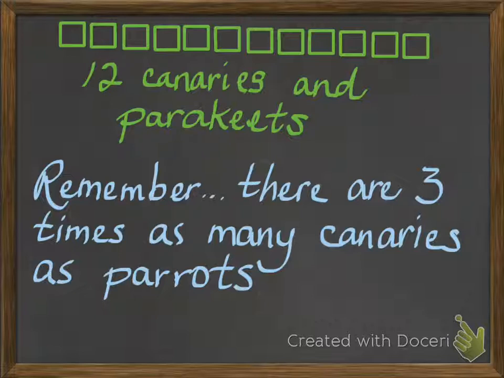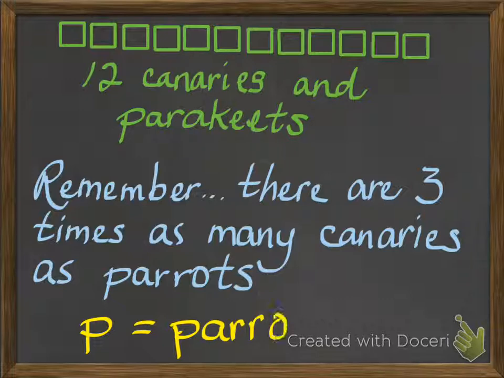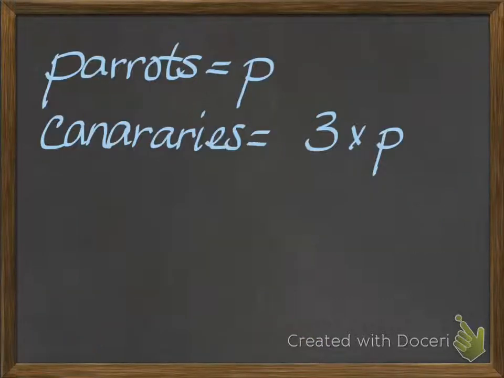And what we do in algebra, remember, when we come to an amount we don't know exactly how much it is, we might put a letter. So for parrots, I'm going to put the letter P, and P is going to equal the amount of parrots that there are altogether. So parrots is going to equal P, and if there's 3 times as many canaries than there are parrots, well, that's the expression 3 times P. 3 times as many parrots.